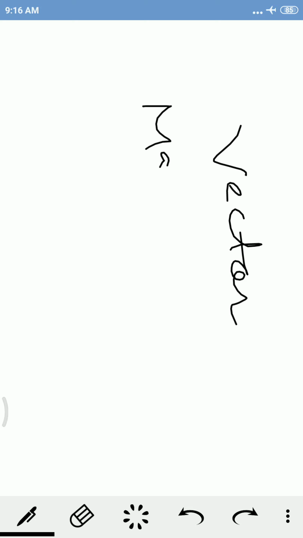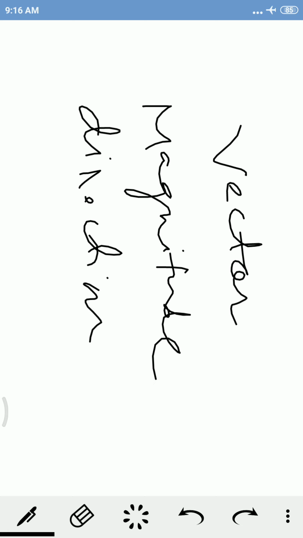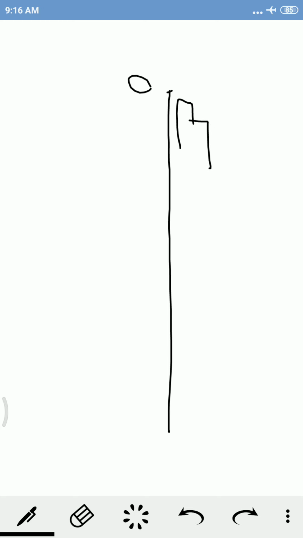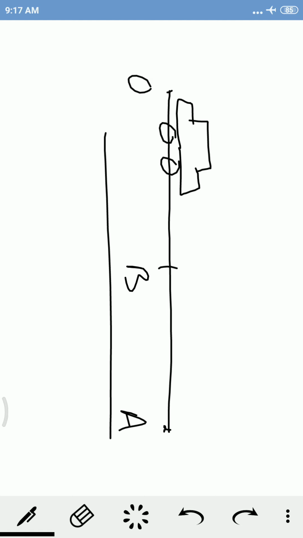But there are certain quantities which are described by both magnitude and direction, and these quantities are known as vector quantities. Now we'll discuss motion along a straight line. Let me take one very simple example. Suppose this is the origin, and a car starts from here. Now this car reaches point A, and suppose it has covered 60 kilometer.